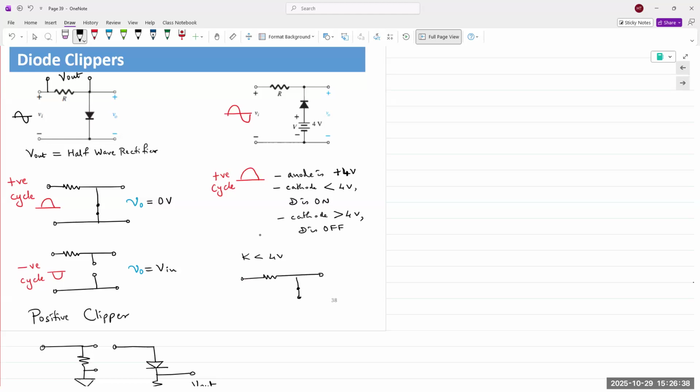So when cathode is less than 4 volts, circuit looks like this. That 4 volts battery is directly connected to the output. So you obtain 4 volts. It's a flat line. Any input that you apply at that point is clipped, right? V out is 4 volts.